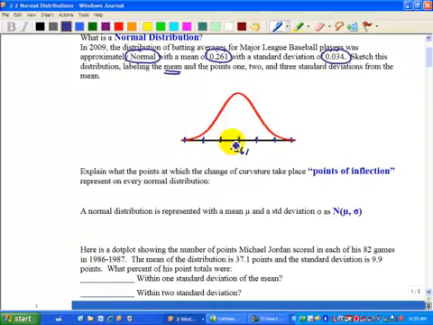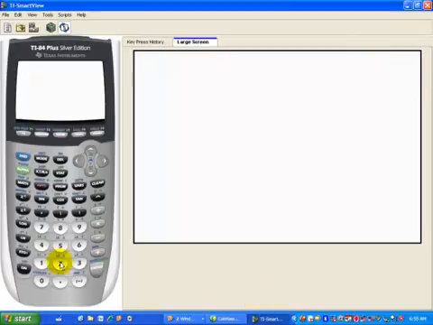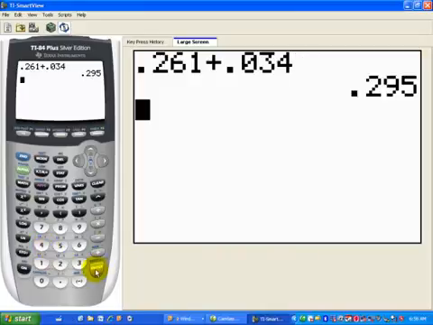Do you see those little marks that were on the paper? So if the middle is 0.261, then this notch is 0.261 plus 0.034. I'll write that in, 0.261 plus 0.034. And then this one is 0.261 plus 2 standard deviations, plus another. So you need your calculator. 0.261 plus 0.034 is 0.295. Okay.